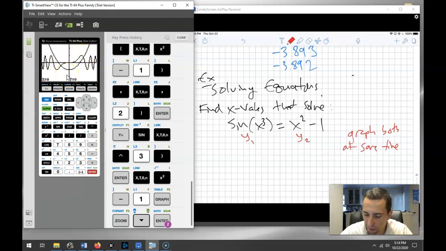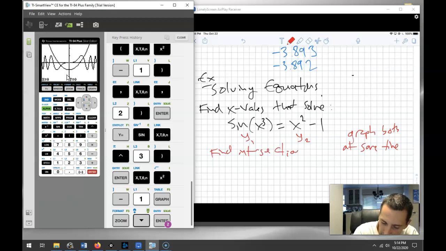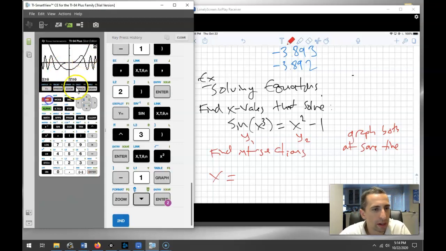The way you're going to find these intersections, and again, you're not going to write anything down on the AP test. You're going to write exactly what x equals. The way you're going to find these intersections here and here, we'll just do one at a time. So I'm going to go to second calc. Second trace brings up the blue calc menu. Go down to number 5 for intersect. So I'm going to hit intersect.